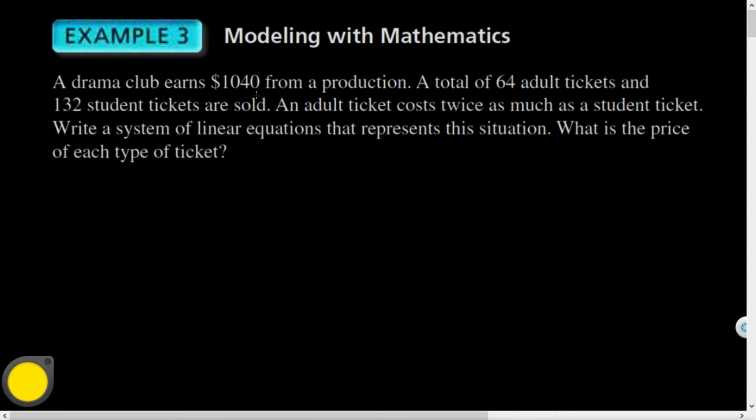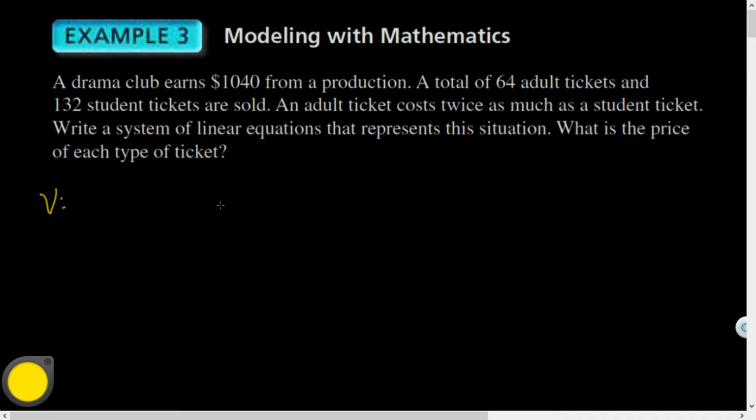It says a drama club earns $1,040 from a production. A total of 64 adult tickets and 132 student tickets were sold. An adult ticket costs twice as much as a student ticket. They're giving us facts here, and I'm going to take those clues to assemble some equations through which I can solve my problem. It says, write a system of linear equations that represents this situation. And then notice the question: what is the price of each type of ticket?